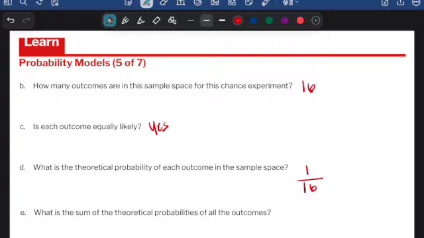So the theoretical probability is 1 out of 16. What is the sum of the theoretical probabilities of all the outcomes? So if each outcome was 1 over 16, and I had 16 of those, well, I'm just going to have a sum of 16 out of 16, or 1, meaning 100%. Again, the total of my theoretical probabilities for all of the possible outcomes should add up to 1, or 100%.